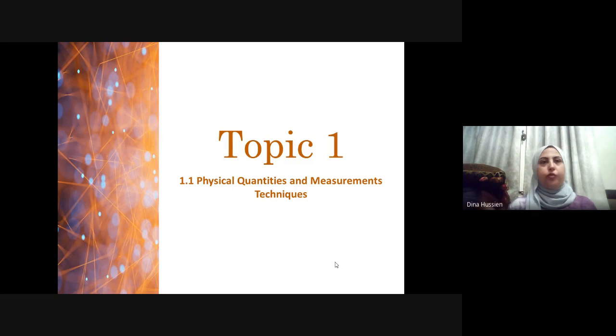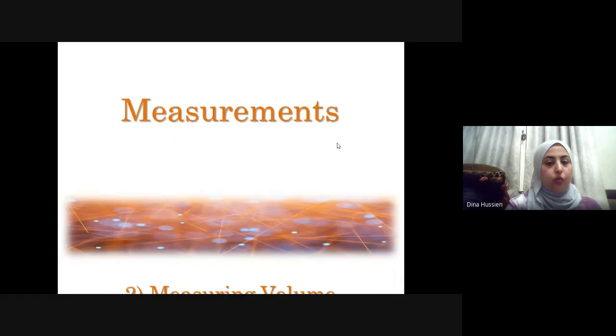And then we moved to measurements. We studied how to measure lengths with different tools. Now we're going to continue with measurements. We're going to continue with measuring volume.